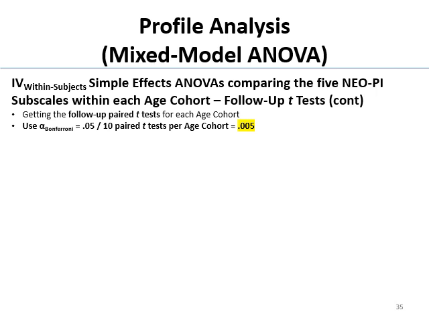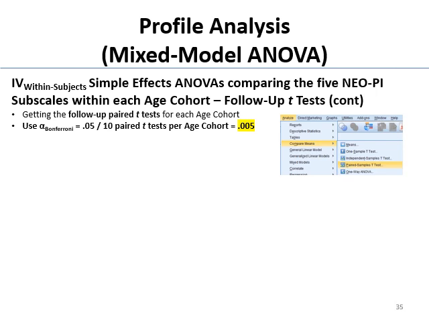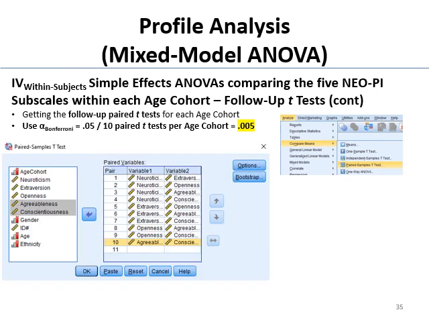So there are 10 total tests, if you count them up, for each age cohort. So 0.05 divided by 10 gives us a Bonferroni corrected alpha level of 0.005. So to get our paired t's, we go to Analyze, Compare Means, Paired-Samples T Test.